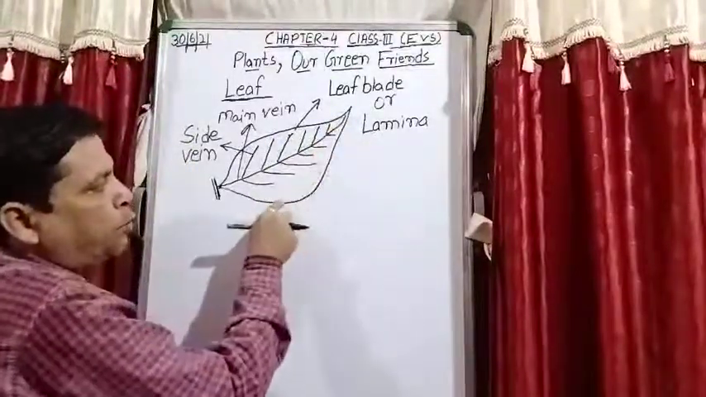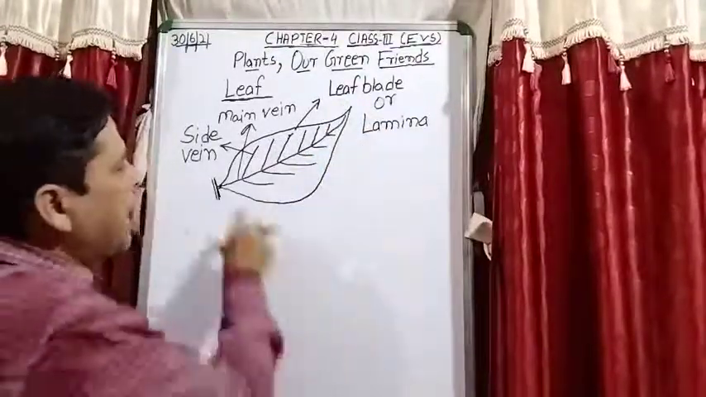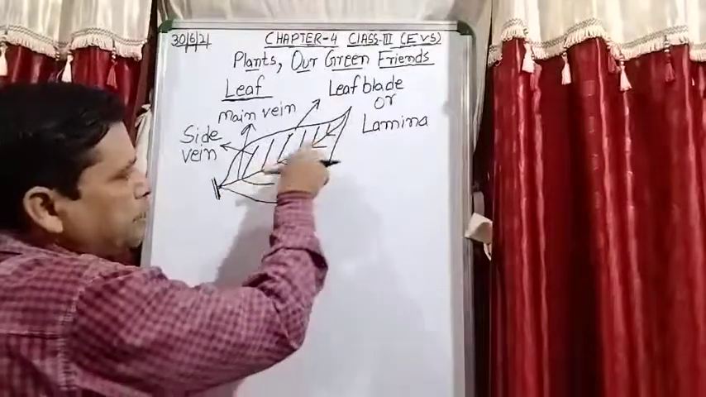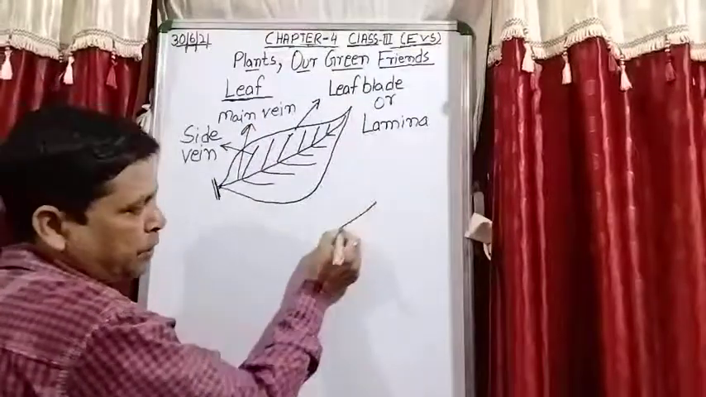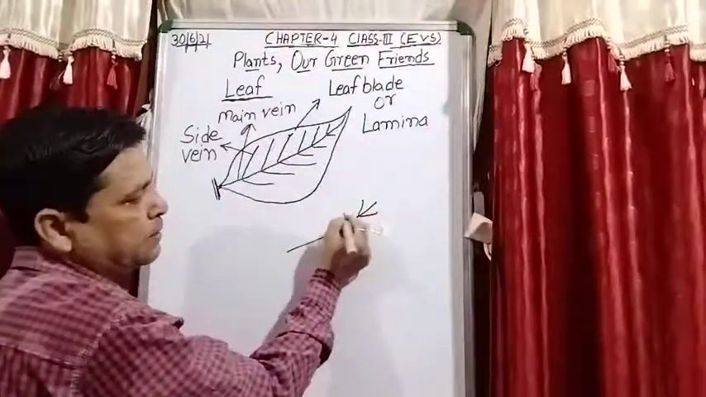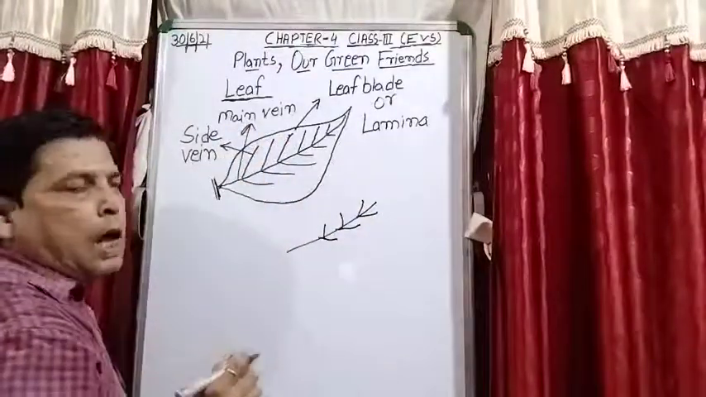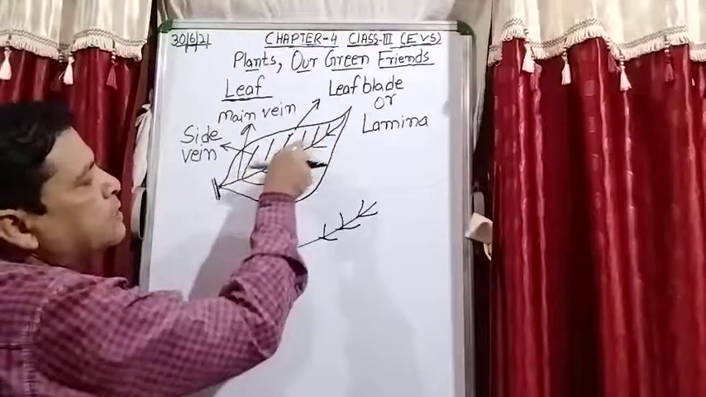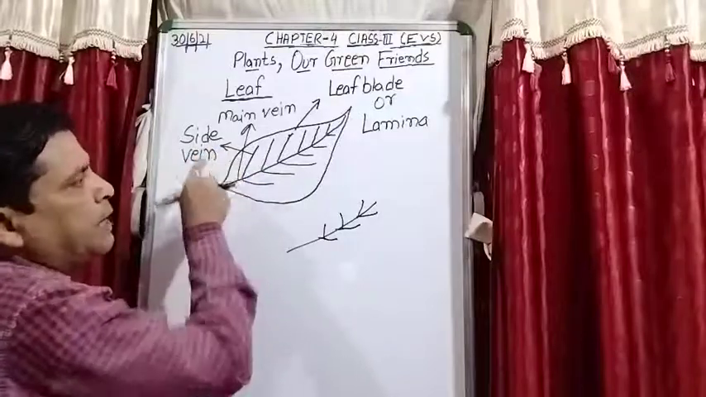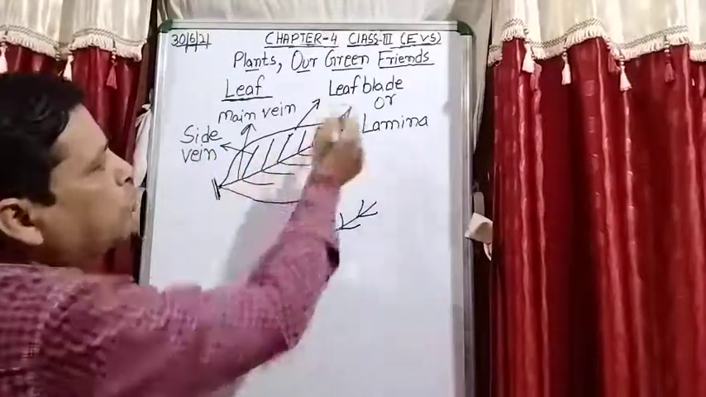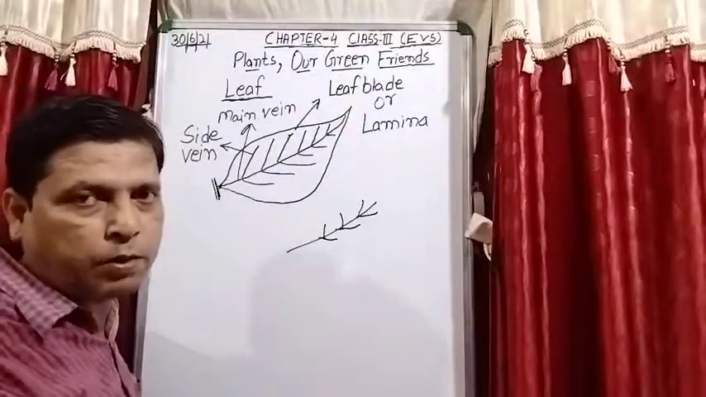This thin flat broad part is known as leaf blade, or you can say lamina also. Is it clear? And this main vein, why do we say it is a main vein? Because from this main vein many side veins are attached. So that is the reason its name is main vein. And the many side veins attached to this main vein, we say them as side veins. So you can note down this diagram from the board, and you can draw this diagram in your classwork copy.